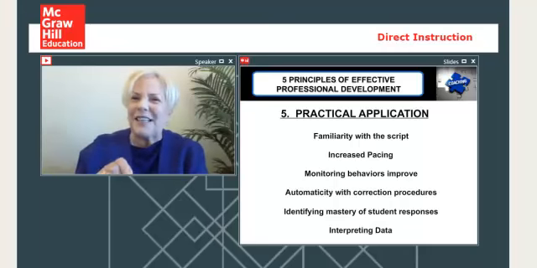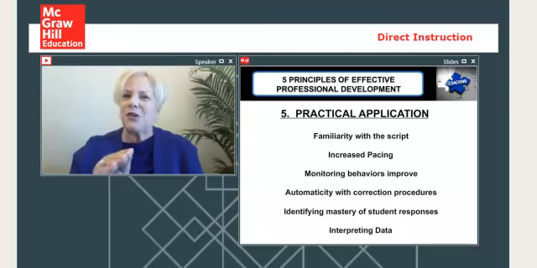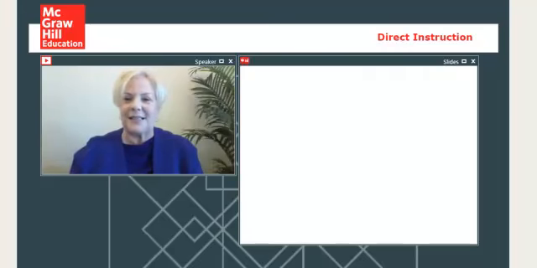Are these kids really confident? Is there automaticity? And then automaticity with your correction procedures and interpreting data. You want teachers to get to the point where they really know, wait a minute, I think this student should move ahead, or we're having too many students in this group who are not passing mastery tests.